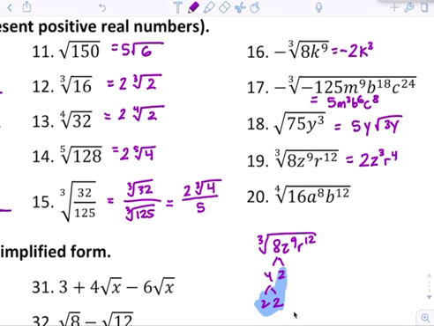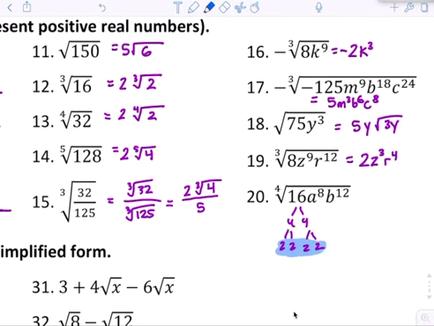Okay, 20. So last one for your homework. For 20, we have 4 times 4, which is 2 times 2, 2 times 2. Here is a group of 4, so that means 2. Now let's look at our variables. 8 divided by 4 is 2, so no remainders for the a's, a to the second. 12 divided by 4 is 3, no remainders, so b to the third.